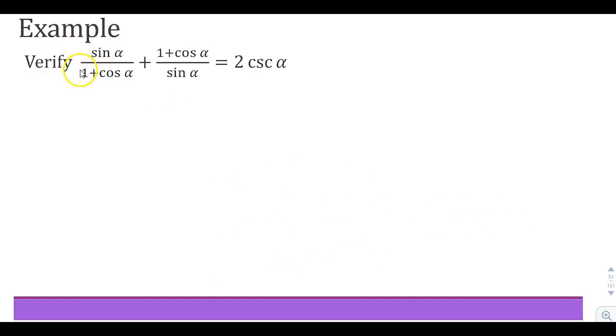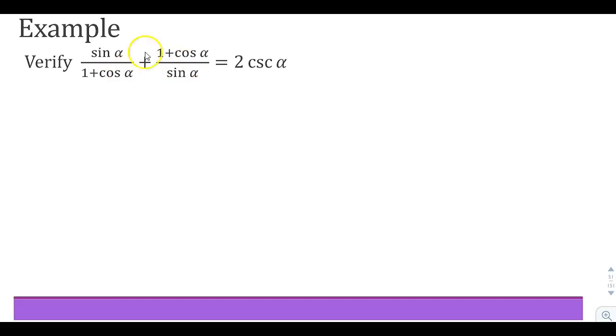In this example, I want to verify this left side, this sum of quotients of trigonometric functions, equals simply 2 cosecant alpha. So the left side is clearly the more complicated side, and if you can see right now it's 2 quotients, and in order to combine it together to get one function, I'm going to need common denominators.